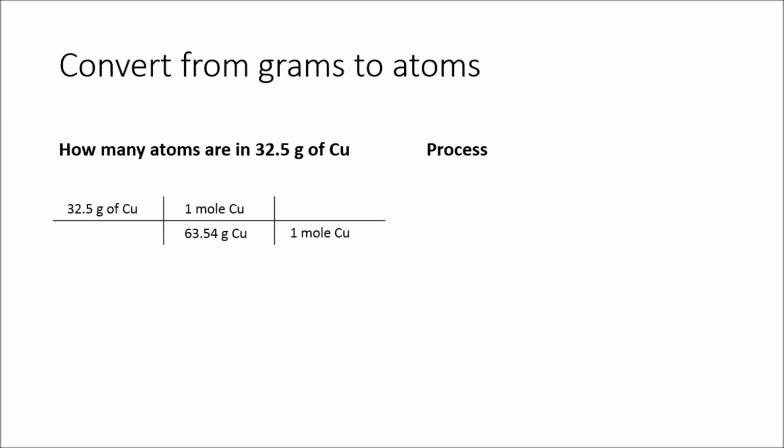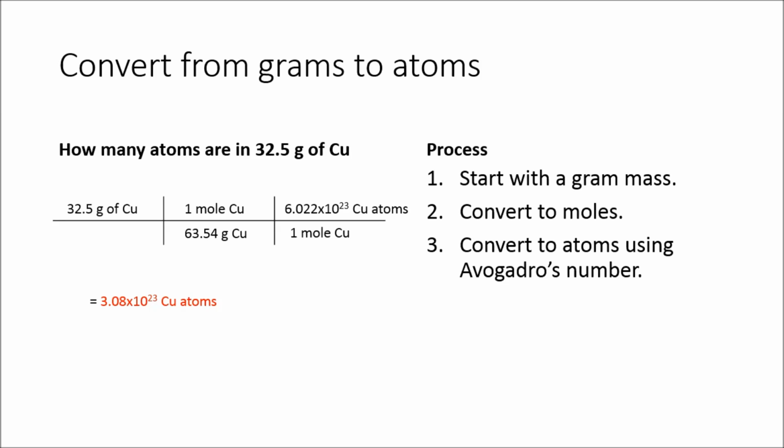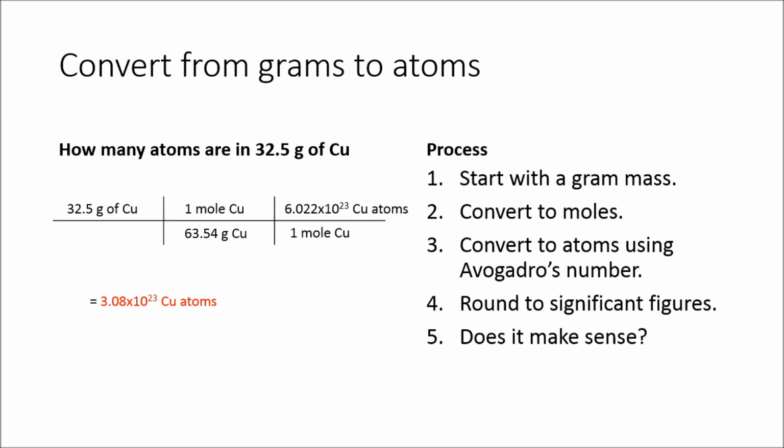And then we're going to remember that every 1 mole of copper contains 6.022 times 10 to the 23rd copper atoms. That's Avogadro's number. We put that into our calculator, we do it right, and that comes out to 3.08 times 10 to the 23rd copper atoms. Again, here we start with a gram mass, we convert it to moles, we convert that to atoms using Avogadro's number, and then we round to significant figures, and we ask ourselves the question, does it make sense?